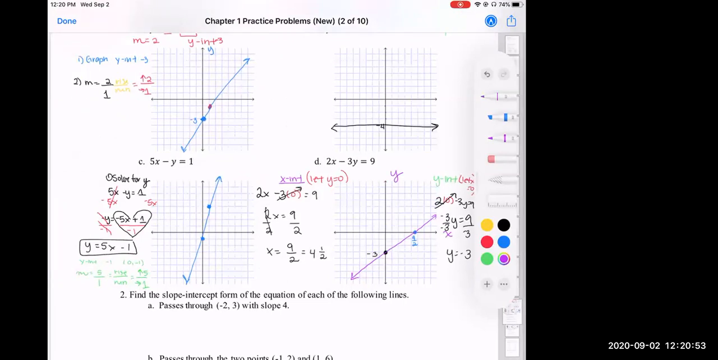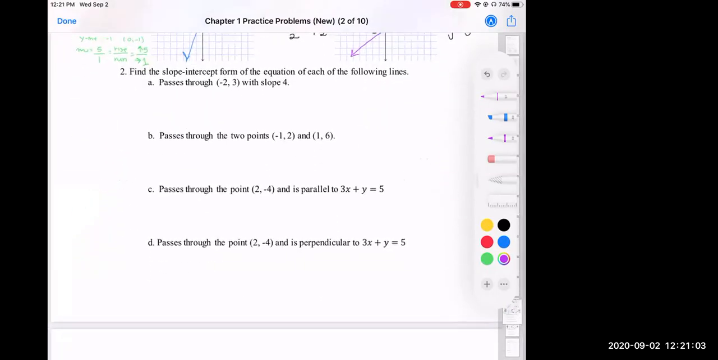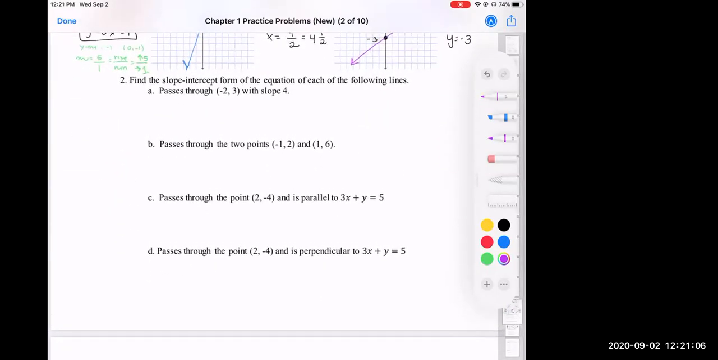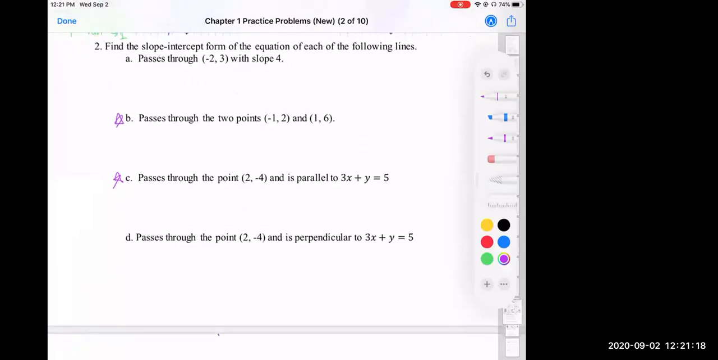Okay, now I'm gonna start jumping around just to make sure that I don't bore you to death and bore you to sleep. So I'll start skipping around. I'll go ahead and do 2B and C. Those are 2 I'm going to do for number 2. Let's go ahead and do 2B.